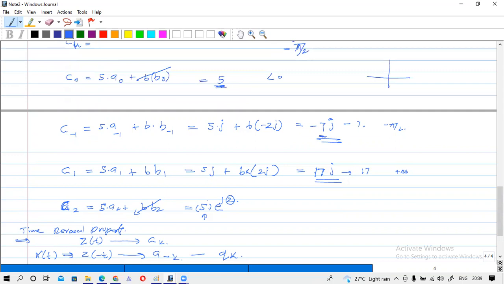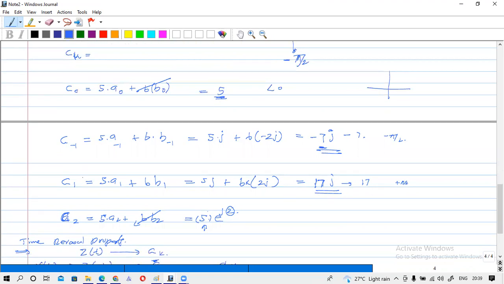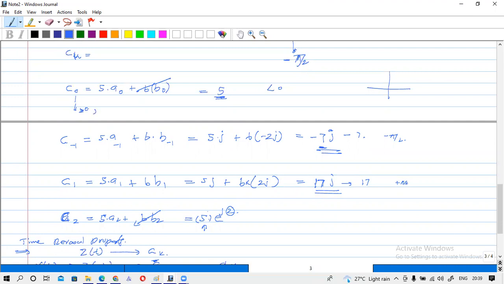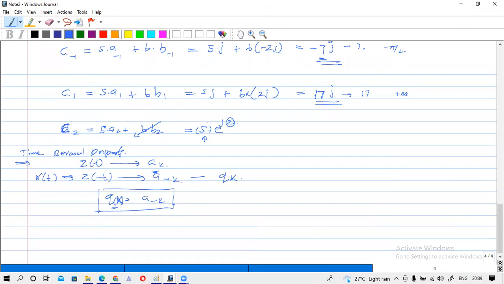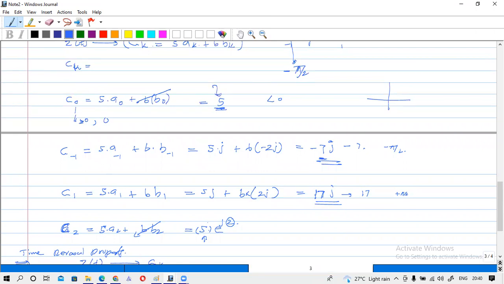For this qk, let's say this is capital K. For this capital K we have the minus of these coefficients ak. If you consider c naught, here k is equal to 0 and minus k will also be 0. So it will be q0, the zeroth component, and it is equal to 5, because c naught is equal to 5.